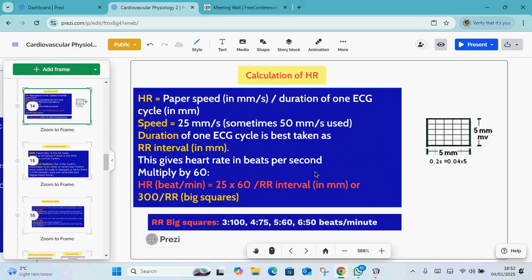So out of this slide, all I want you to do is calculate the heart rate. You divide 300 by the number of big squares between each two R waves. To make your life even easier, I am giving you the big numbers here, which are 3, 4, 5, 6 boxes. If you have 3 boxes, the heart rate is 100. If you have 4 boxes, the heart rate is 75. If you have 5 boxes, the heart rate is 60. If you have 6 boxes, the heart rate is 50. Okay?